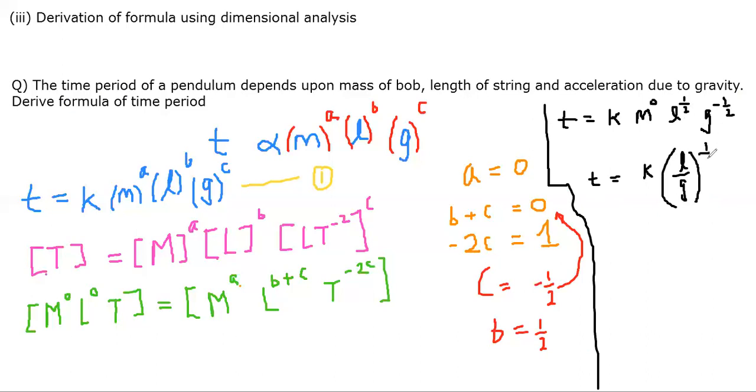Now what do you mean by power of half? It means square root. So you can write T is equal to k under root L upon g. So this is the formula of time period. How have I done it? I have solved it using dimensional analysis, and this is your third application, how you can derive a formula using dimensional analysis.